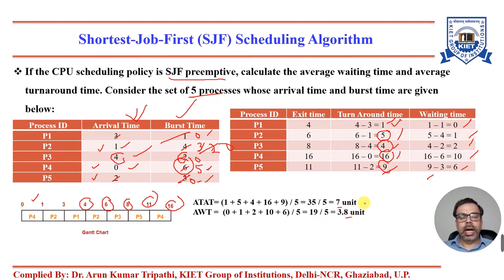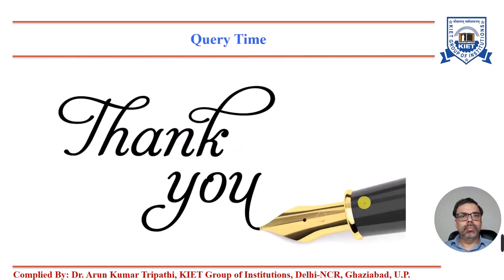So this is the way to calculate the turnaround time, average turnaround time and average waiting time for the processes present in the ready queue. Firstly, we have to calculate the turnaround time and waiting time for every process. Then after that we have to find the average. So this is from my side.